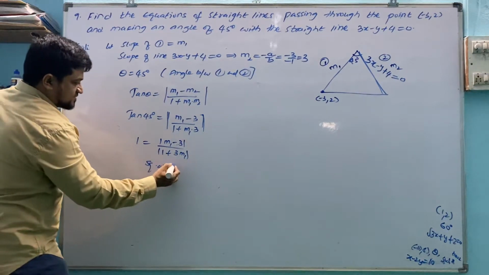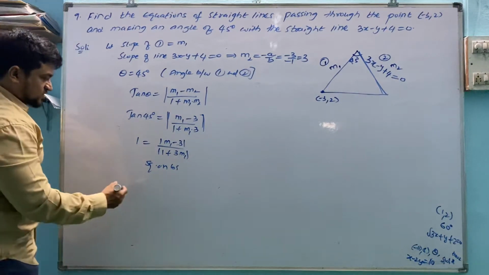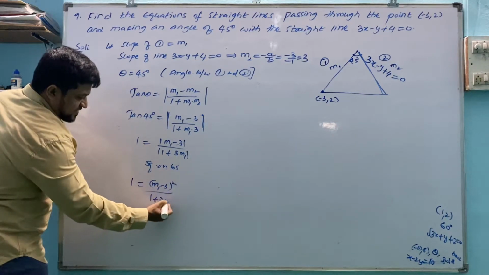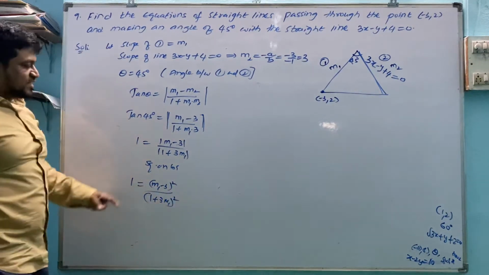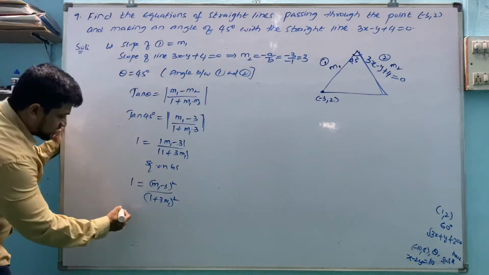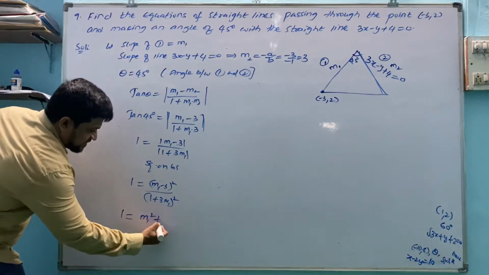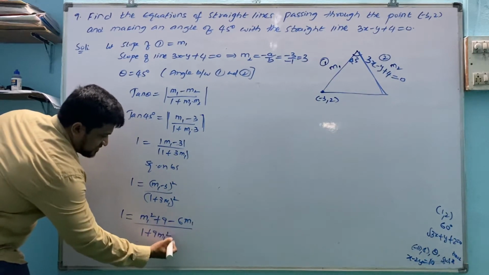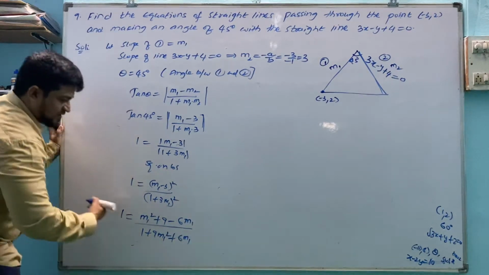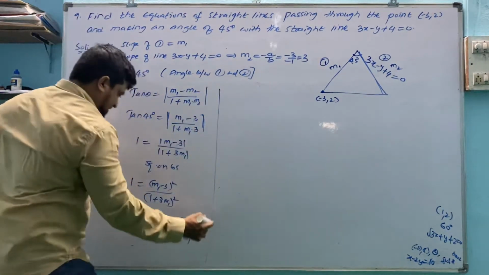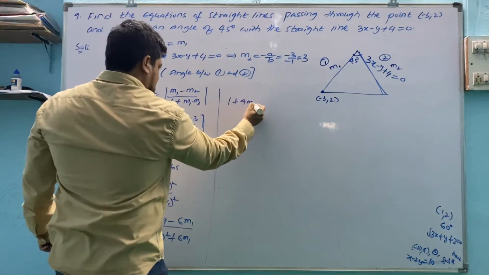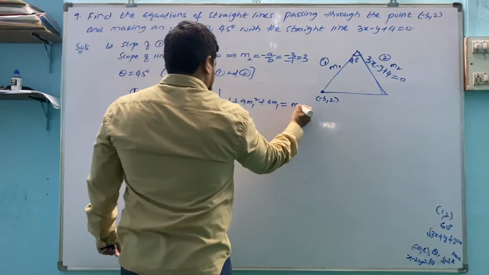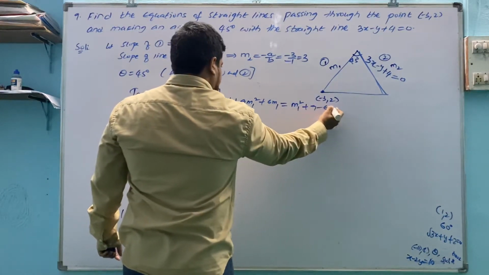Squaring on both sides. If it's squared on both sides, what we'll get? 1 is equal to (m1 minus 3) whole square by (1 plus 3m1) whole square. Once we are squaring, there will be no modulus now. Squaring both the sides we did, so now a square plus b square minus 2ab. Here also same thing, a square plus b square plus 2ab. If I cross multiply and simplify, what I get? 1 plus 9m1 square plus 6m1 is equal to m1 square plus 9 minus 6m1.